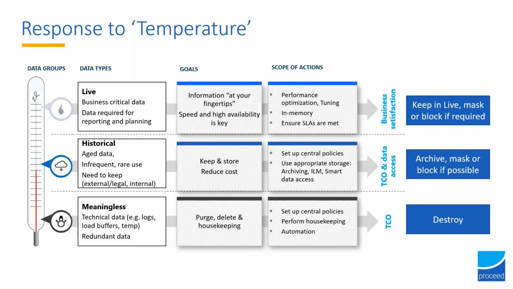So some of the actions there: in live, you can do some things around performance optimization. You can make sure you've got things in place to ensure you can still meet your service level agreements. You can do things with authorizations. Then for the historical data, looking at storage, for instance, for archiving, and policies for masking or blocking. And then at the bottom there, some sort of automation or destruction policies in place.